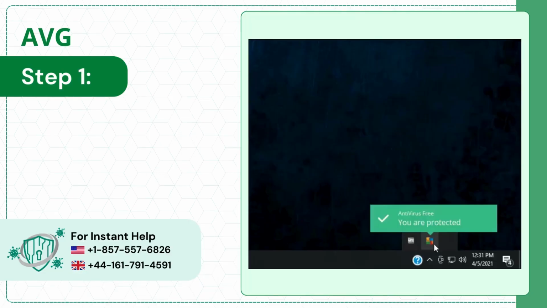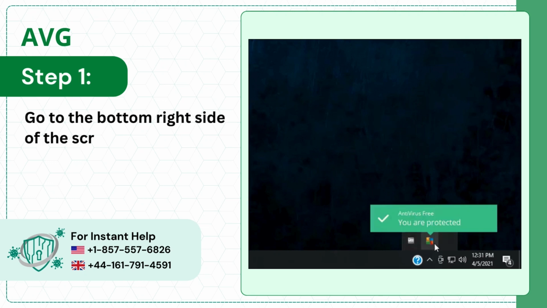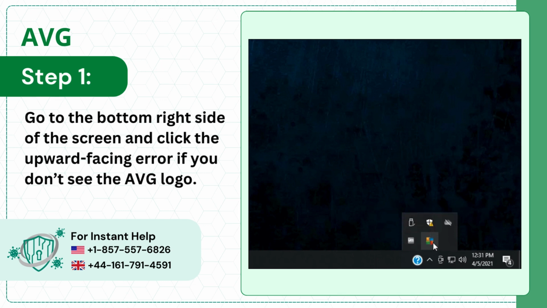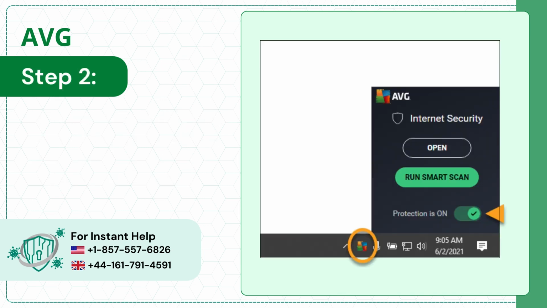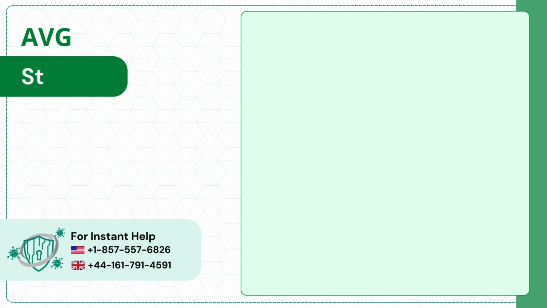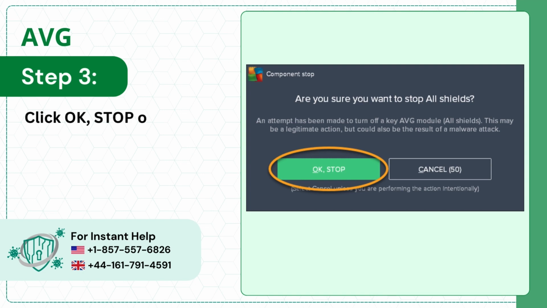Step 1. Go to the bottom right side of the screen and click the upward facing arrow if you don't see the AVG logo. Step 2. Right click the AVG icon and click the green slider to turn off protection. Step 3. Click OK stop on the pop-up window to disable all components of AVG.